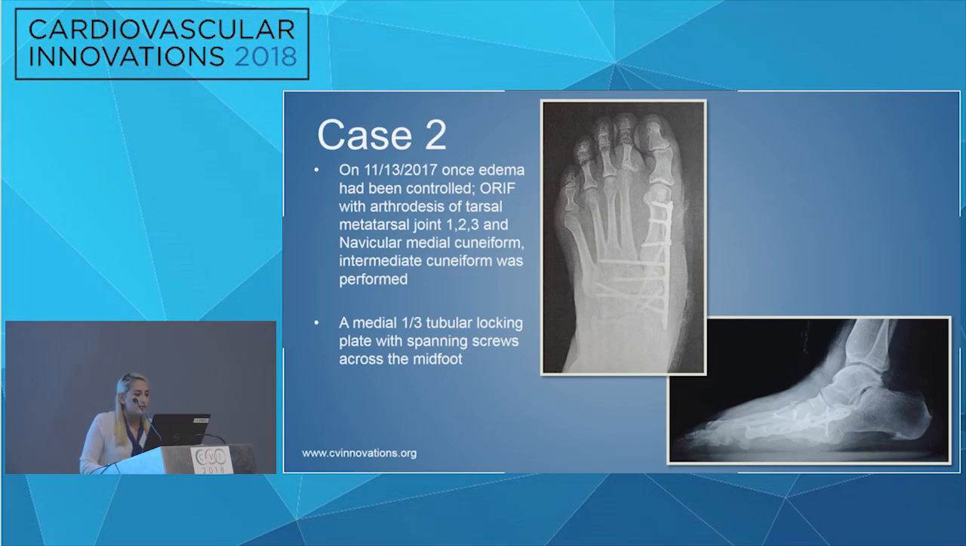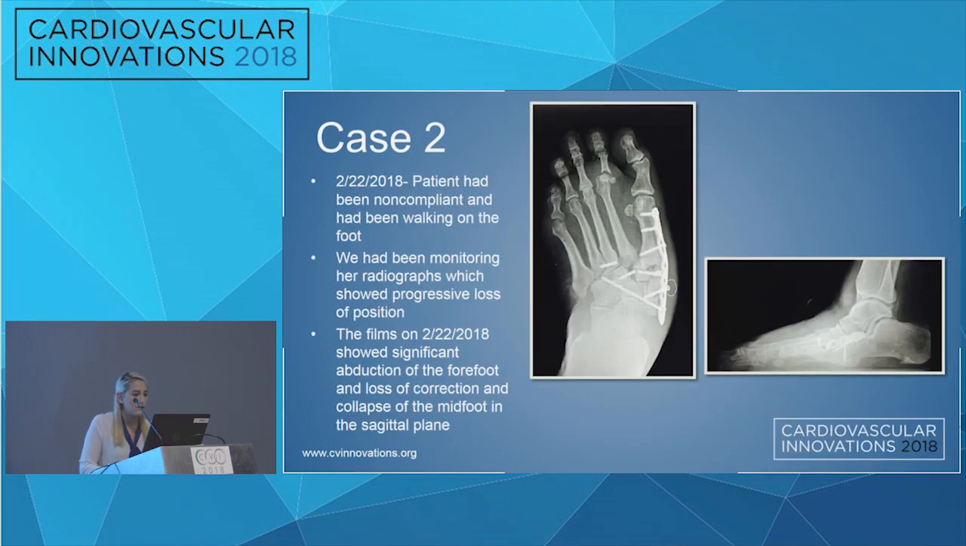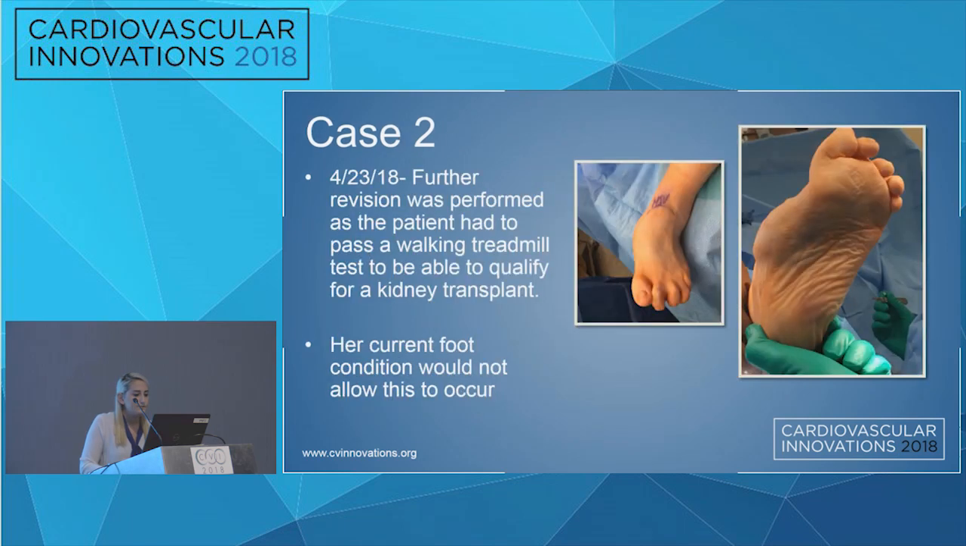So shortly after, once edema had been controlled, an ORIF was performed with arthrodesis of tarsometatarsal joints 1, 2, and 3 with navicular and medial cuneiform and intermediate cuneiform. A medial 1/3 tubular locking plate with spanning screws was placed across the medial aspect of the midfoot, as you can see. Shortly after, the patient had been completely non-compliant and been 100% weight-bearing on the foot. The films, when she returned a few months later, indicated significant abduction of the forefoot and loss of correction with collapse of the midfoot in the sagittal plane, as well as breaking of the internal hardware. So this was the foot upon return.